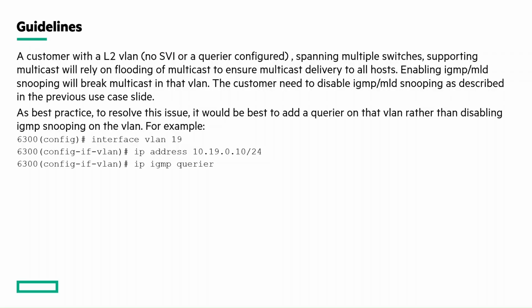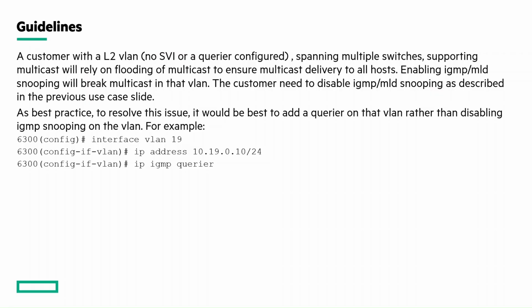Now let's imagine a customer with a layer 2 VLAN, purely layer 2, with no SVIs and no querier configured for that VLAN, and that layer 2 VLAN is spanning multiple switches supporting a multicast app. That multicast app is going to rely on flooding of the multicast to ensure delivery to all hosts. So enabling IGMP or MLD snooping will break multicast in that VLAN. The customer then needs to disable IGMP MLD snooping as described in the previous use case.